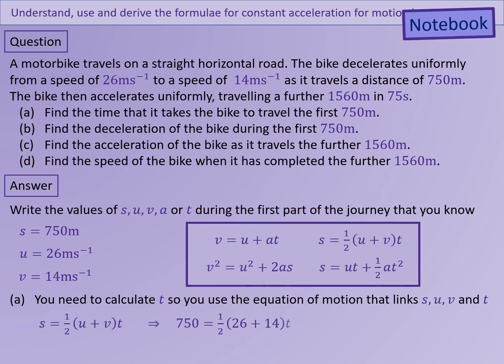We can then substitute the values in and rearrange to find T. So if we rearrange this, we get a value of T of 37.5. Don't forget to use the units, which is seconds. So it takes 37.5 seconds for the bike to travel this first 750 metres.